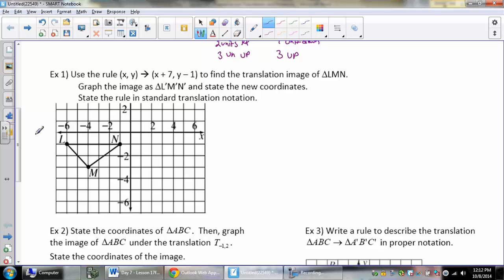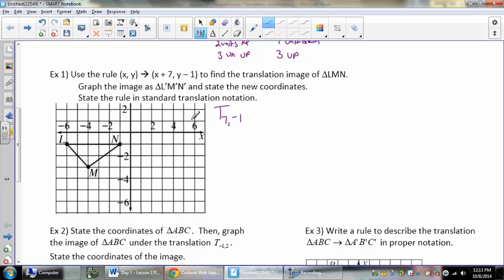So if I have this, use the rule (x, y) → (x + 7, y − 1), that's considered vector notation. What I get with that is a translation. x + 7 means take your x's and increase them by 7. Well, if I increase x by 7, that means I'm moving 7 units to the right. And if I decrease y by 1, that means y is going down by 1. So this is going to be −1. So this is the rule in standard translation notation.